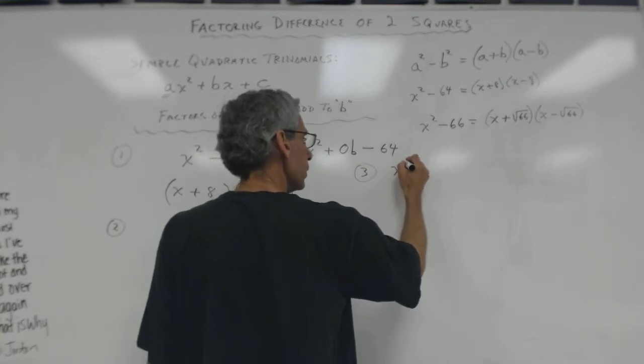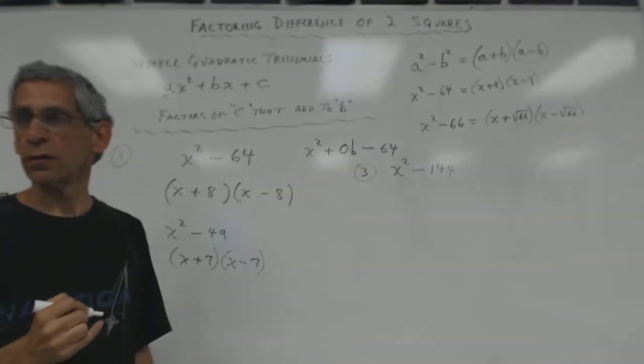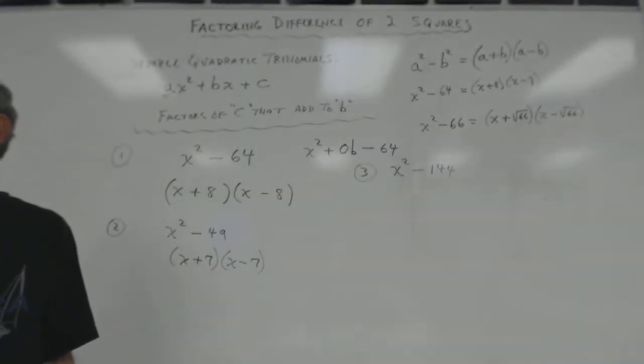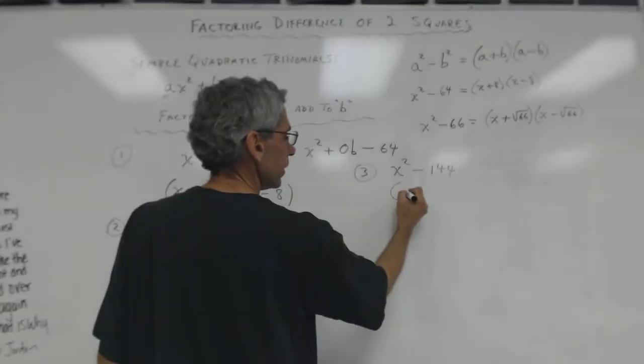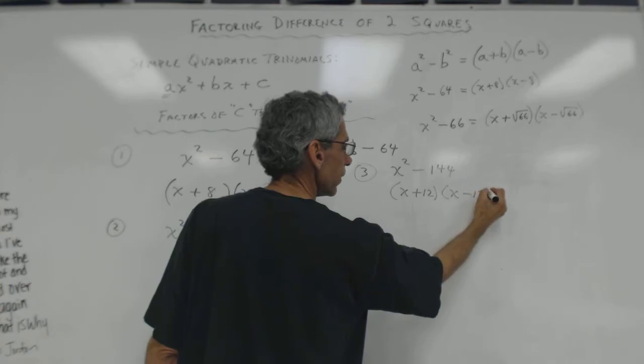How about x squared minus 144? It'll be 12. So it'd be x plus 12 times x minus 12, right?